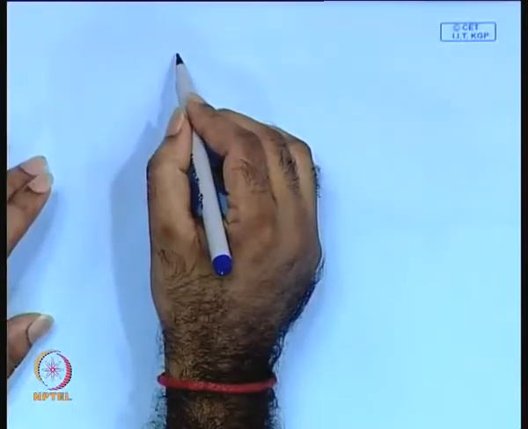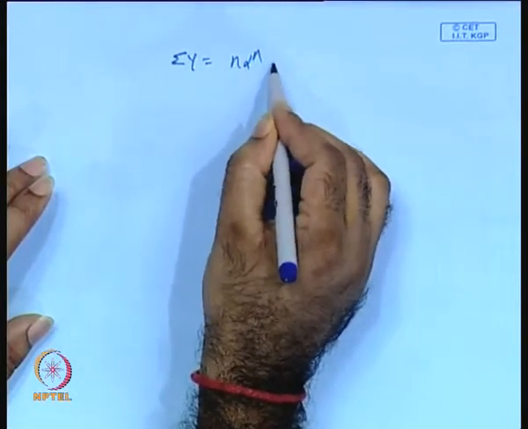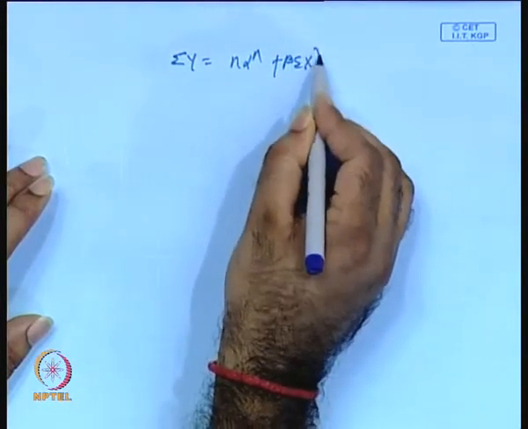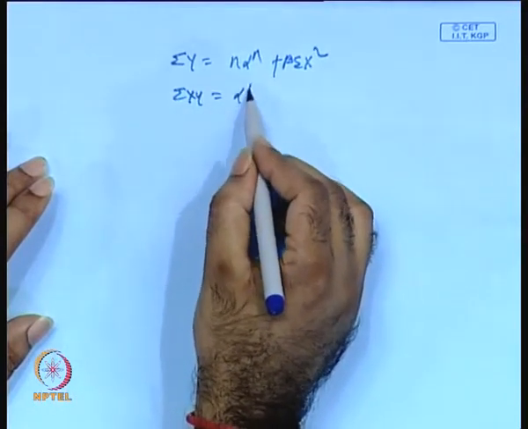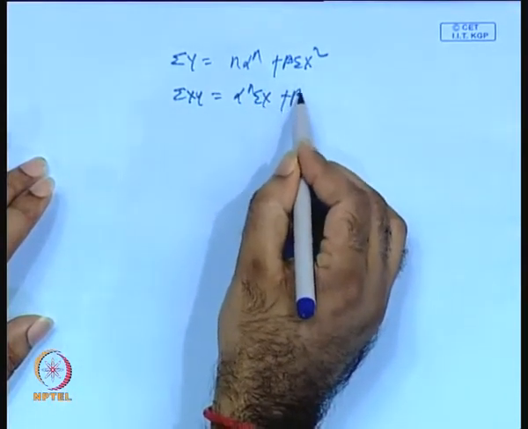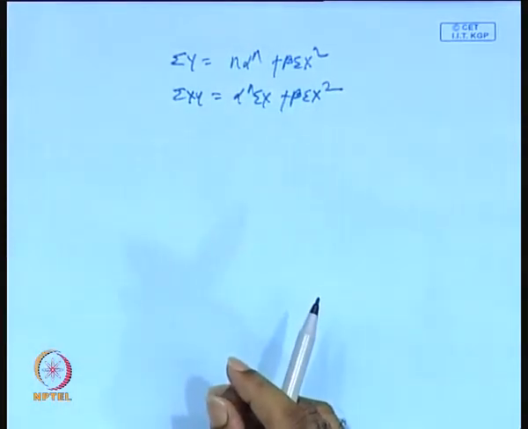From an exam point of view, it is very difficult to go for so much derivation or analysis. There is a trick to get the solution very quickly. Okay. So, what is our starting point here? Our starting point is summation y equal to n alpha hat plus beta hat summation x square, and summation x y is equal to alpha hat summation x plus beta hat summation x square. So, this is how we have started our journey.